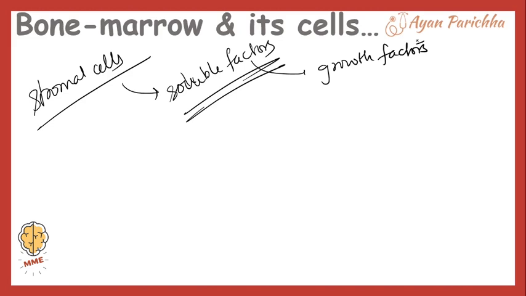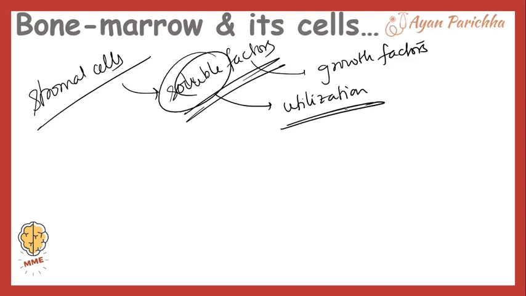And stromal cells secrete a few growth factors, and they keep other growth factors which come from other parts of the body in a soluble state in the bone marrow, because solubility is important for utilization. I hope you're understanding: solubility is required for utilization, so that the growth factors can be utilized by the parenchymal cells and the parenchymal cells can perform their function well, right? Now, what are the growth factors? We're coming to that. Another function of stromal cell is what?